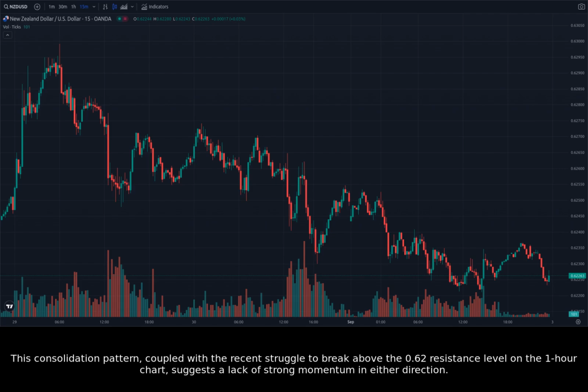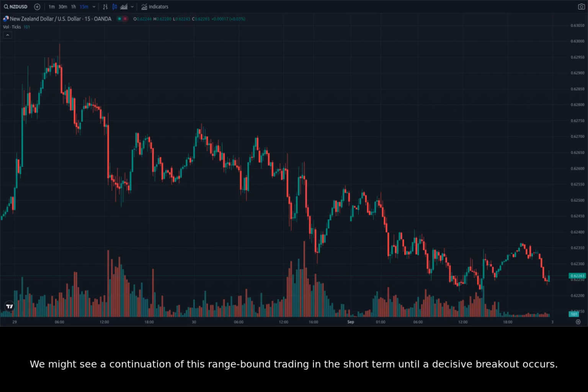This consolidation pattern, coupled with the recent struggle to break above the 0.62 resistance level on the 1-hour chart, suggests a lack of strong momentum in either direction. We might see a continuation of this range-bound trading in the short term until a decisive breakout occurs.